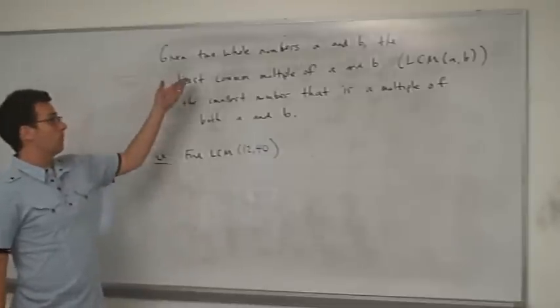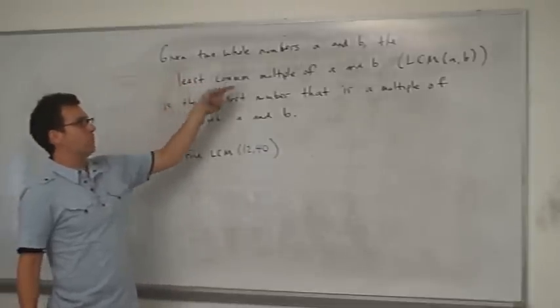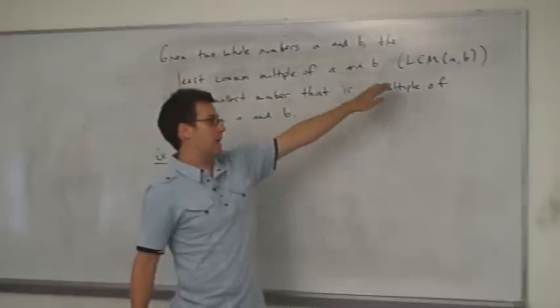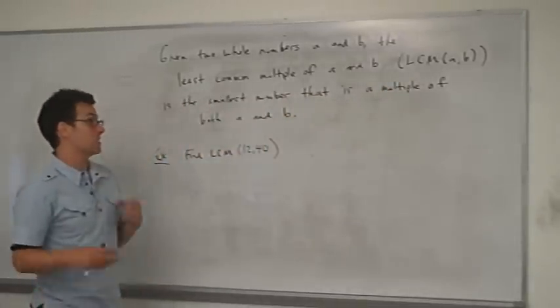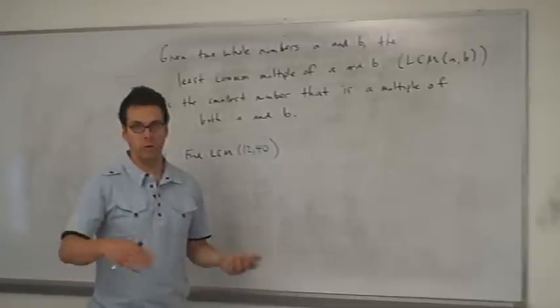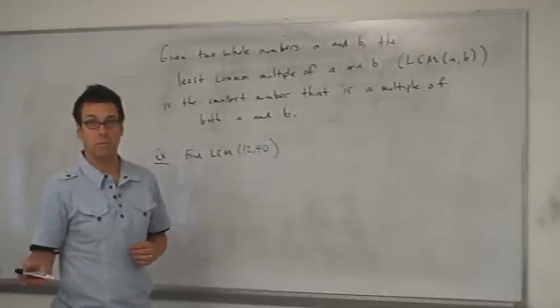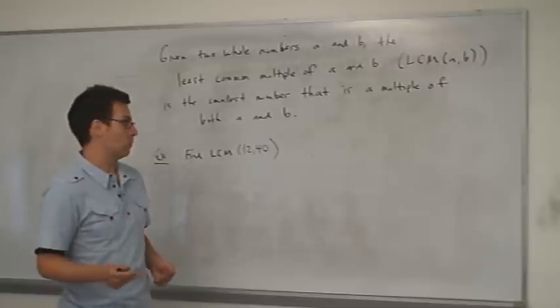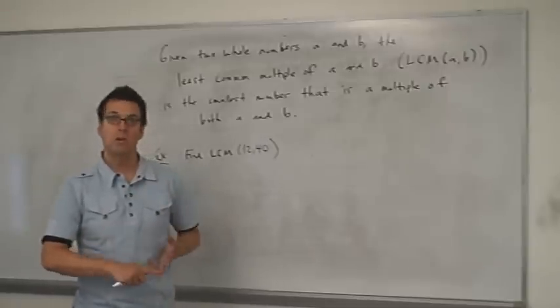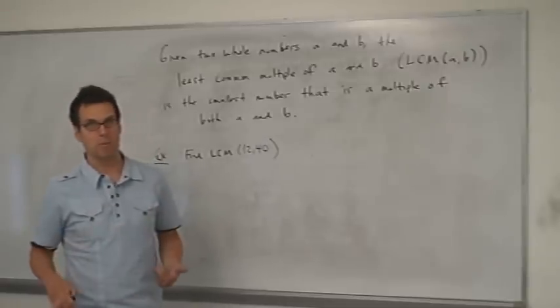If we are given two whole numbers a and b, the least common multiple of these numbers, which is commonly referred to as the LCM of a and b, is just the smallest number that is a multiple of both a and b. So just like with greatest common factors, really all we have to understand is the English language meaning of the words least common and multiple to understand the definition of least common multiple.